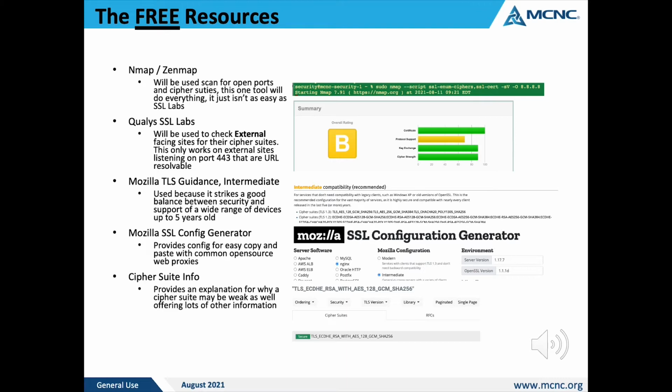We'll also be relying on Mozilla for their TLS guidance. We'll be using their intermediate guidance. The Mozilla SSL configuration generator is handy for a variety of open source solutions such as Apache or Nginx. And finally, we'll be relying on Cipher Suite info for just digging in a bit more into ciphers to find out what part of them may be good or bad. That way we can understand just what goes into a Cipher Suite.